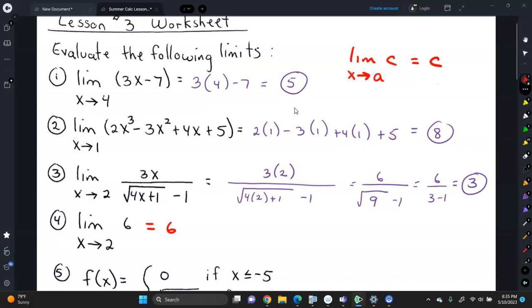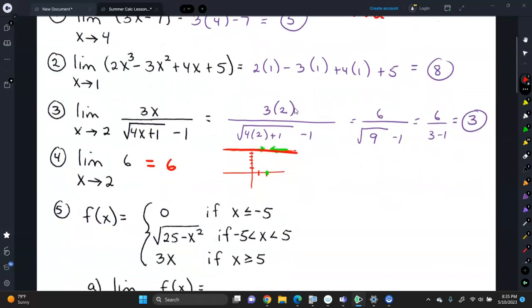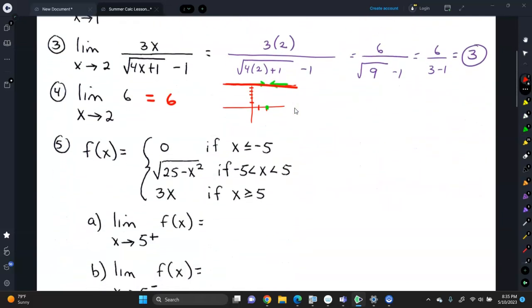And if you were to look at this graphically, if I were to graph the line y equals 6, here's that line right here. And if we look at what's happening as x is approaching 2, as x approaches 2, what's the y approaching? It's approaching 6. It doesn't move. It's just approaching 6 no matter what x value. Okay, now this one gets a little tricky.